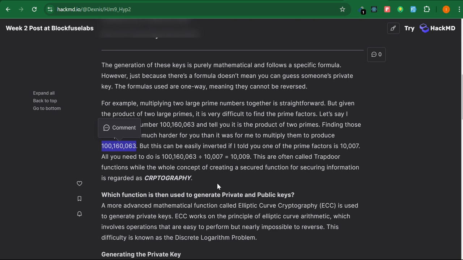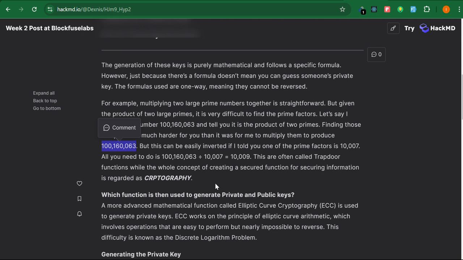So a more advanced mathematical function called elliptic curve cryptography is used to generate private keys. Elliptic curve cryptography works on the principle of elliptic curve arithmetic, which involves operations that are easy to perform but nearly impossible to reverse. This difficulty is known as the discrete logarithm problem. Now, what do we mean by this?